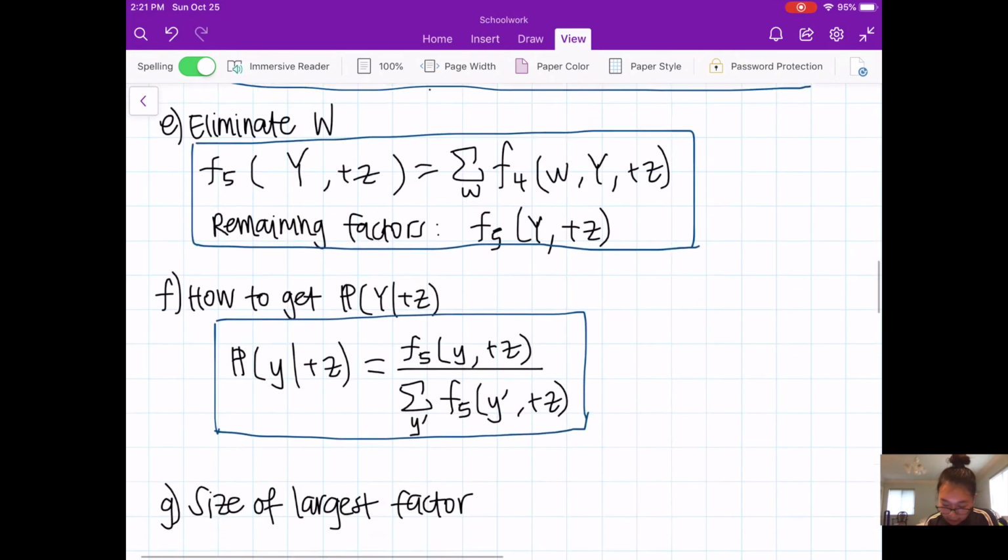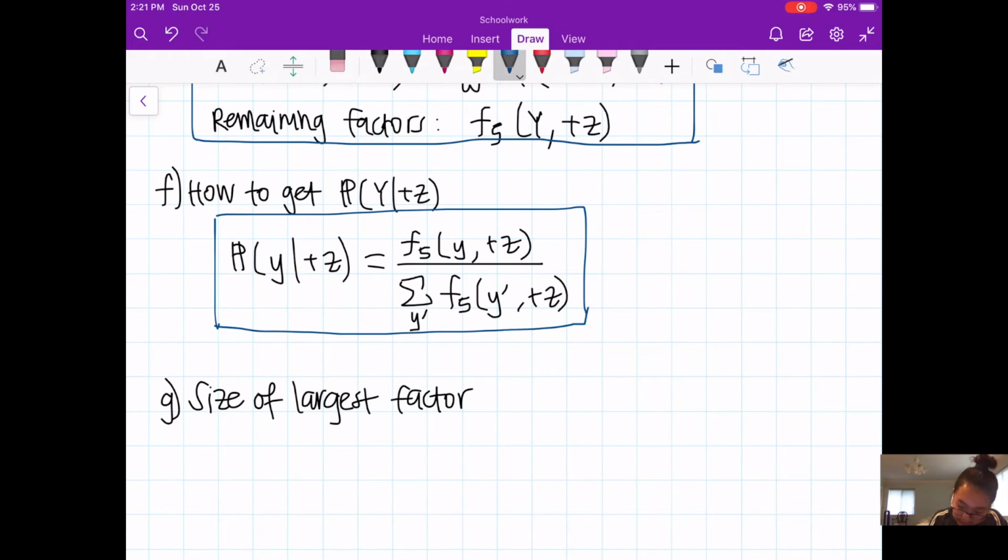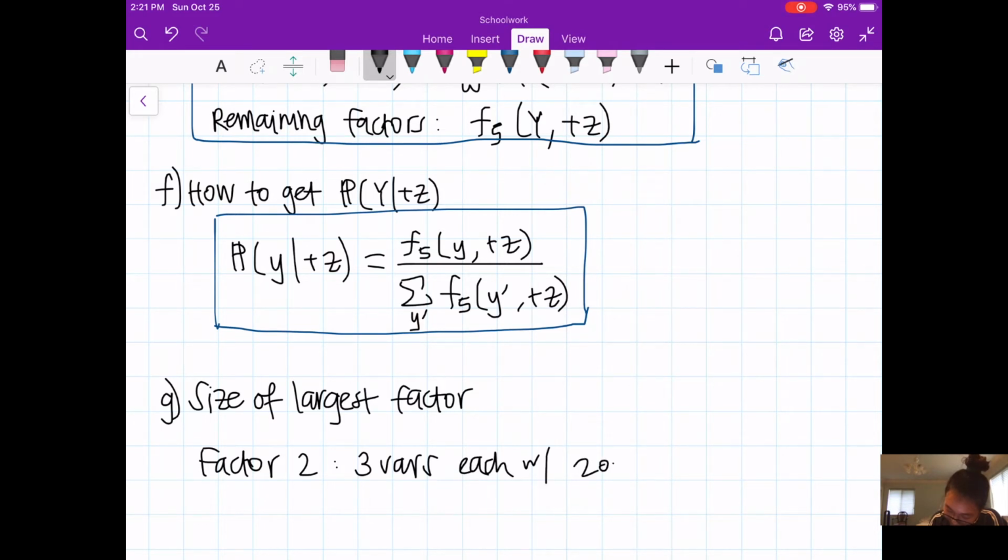So then based on that, our largest factor is going to be factor 2 because there are 3 variables, each with 2 options. And that means the probability table will need to take into account all of these different options and end up having 2 cubed rows, because there would need to be a row for each of the different combinations of options. So this will end up being 8 rows, and that will be our largest factor.